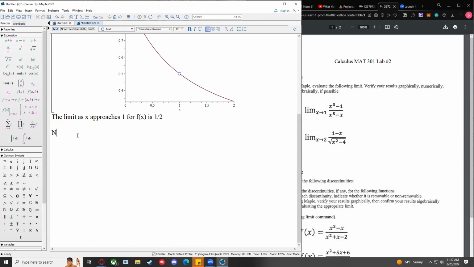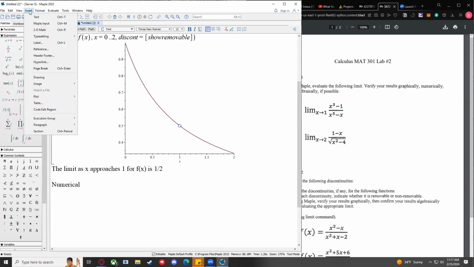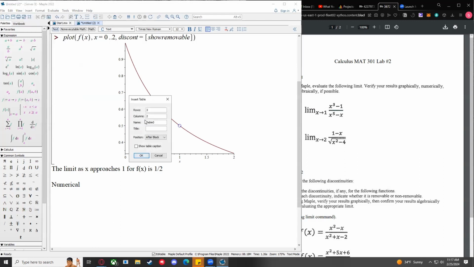So the numerical approach is essentially us plugging in values close to this 1 value and seeing if they confirm this thing that we just found. And so we can make a table in Maple, so that way we can just put all our values in a row. And the way we make a table is by going to Insert and then Table. So for everyone, just go to Insert and Table. That's how we can make a table. You're going to want to have 2 rows and 7 columns. So 2 rows and 7 columns.